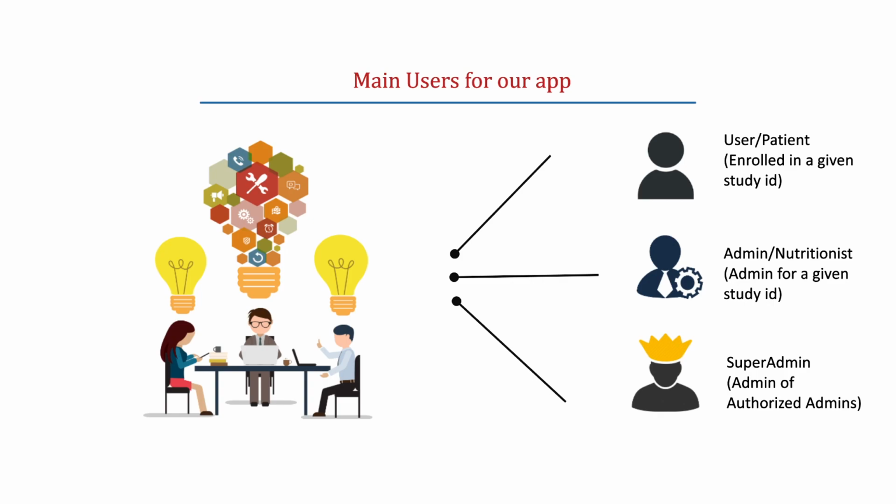Of course, a nutritionist will also require some type of auth before login to our app. That auth will be given to him or her by the super admin, which is the third main user of our app. As a super admin, they can give the access to the nutritionist for a given study ID. They can also create new studies and can access all the users' data independent of any study ID. So now we know the three main user scenarios for our app.